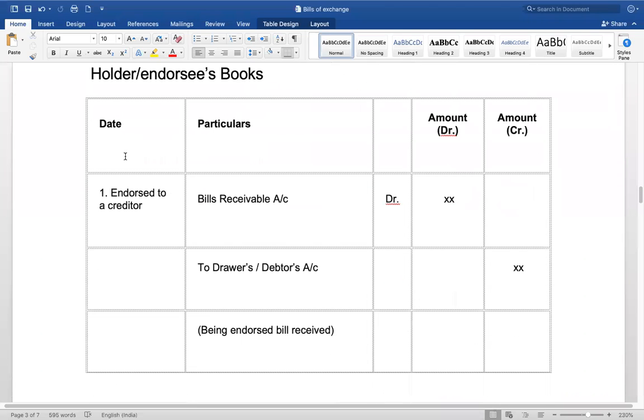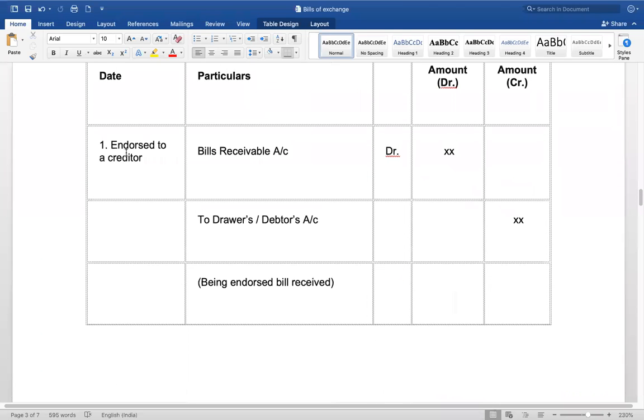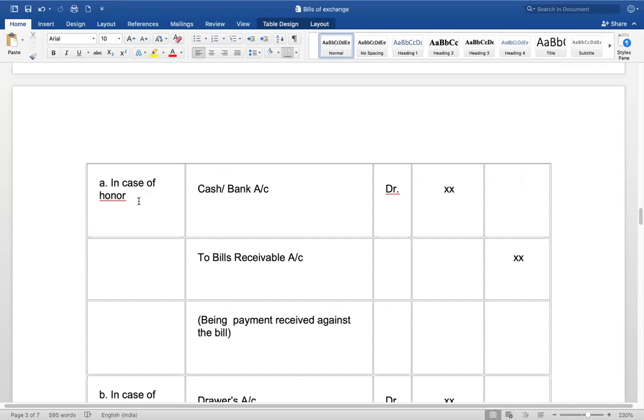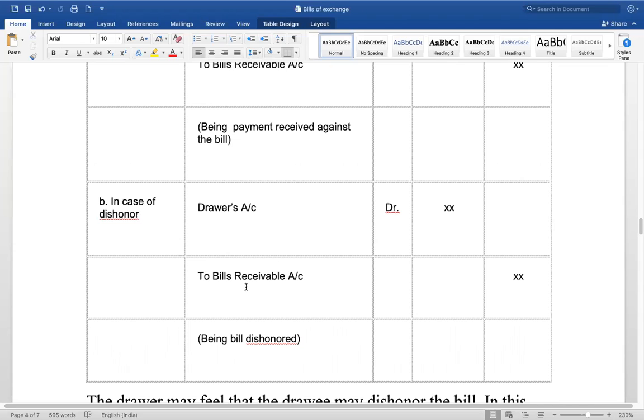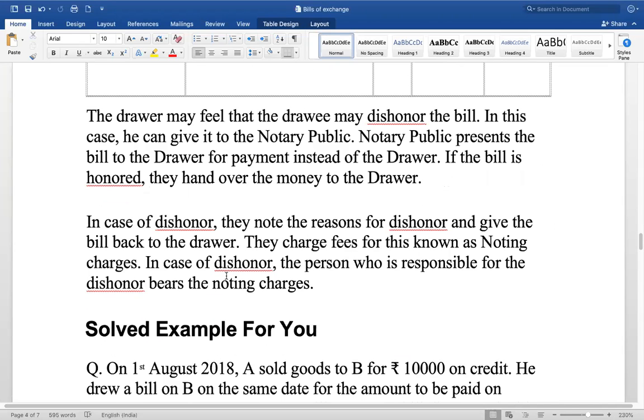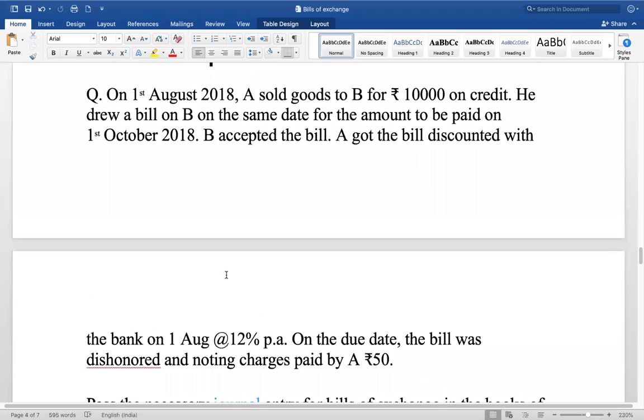the one who is holding that bill, the endorsee. So endorse to the creditor, bill receivable account debit to drawer account. In case of honor, cash to bill receivable. In case of dishonor, drawer to bill receivable. Right? Then it's good that if you take a problem.